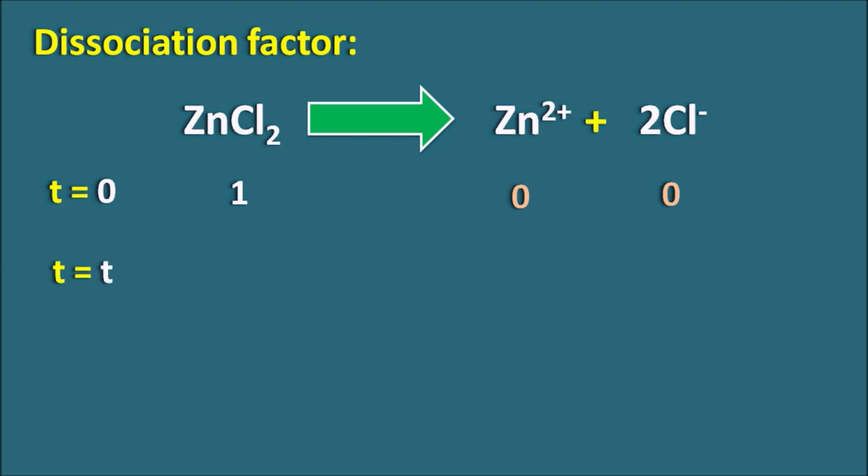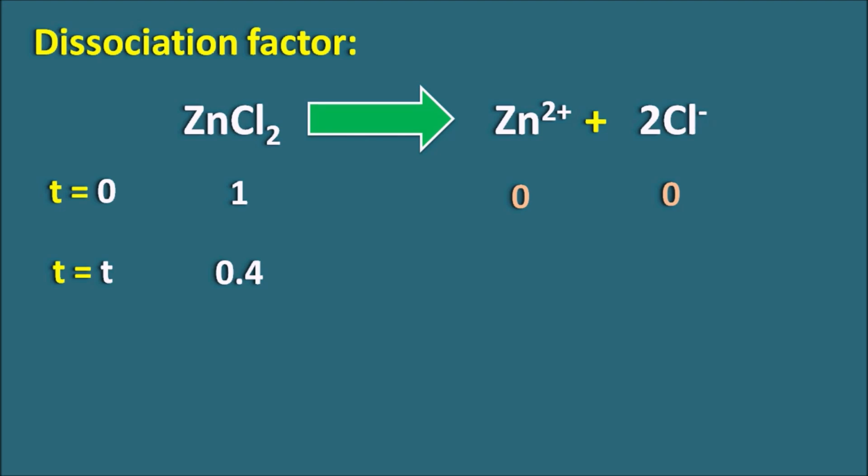But after dissociation, at time t = t, how many zinc chloride molecules are present? Because the degree of dissociation is given as 0.6, 1 minus 0.6 gives 0.4. So 0.6 moles of zinc chloride is going to be dissociated and 0.4 moles of zinc chloride remains undissociated.